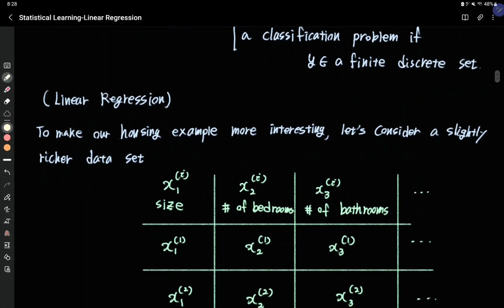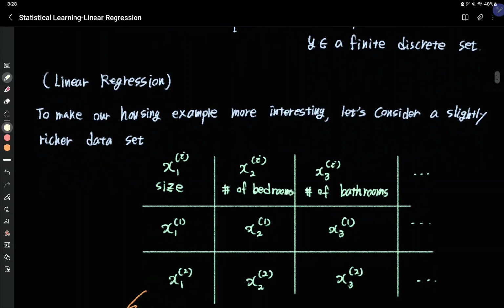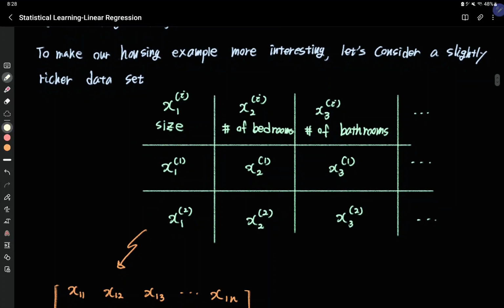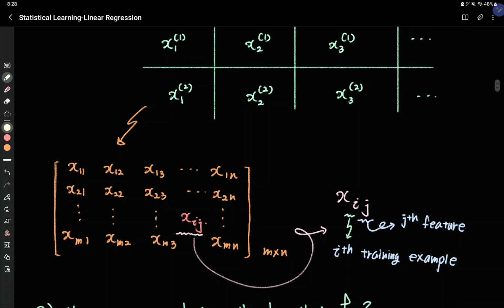So now let's see linear regression. To make our housing example more interesting, let's consider a slightly richer data set. We saw that before, but we're going to put in more features. Let's say subscript 1 represents the size of the house, subscript 2 the number of bedrooms, subscript 3 the number of bathrooms, something like this. Expressing this as a matrix, we get this.